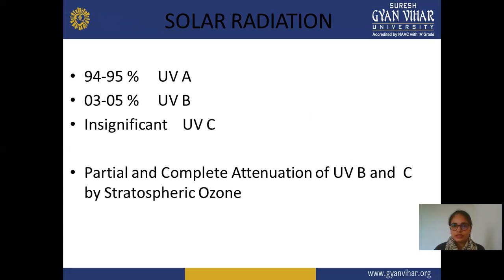Next is solar radiation, which also contains some UV light, of A, B and C types. If solar radiation is 94 to 95%, then we can say it comes under UVA light. And if it is 3 to 5%, then it is UVB light. And if it is insignificant, then it is UVC light. And there is partial and complete attenuation of UVB and UVC by stratospheric ozone. This depends on attenuation, as B and C depend on the stratospheric ozone.